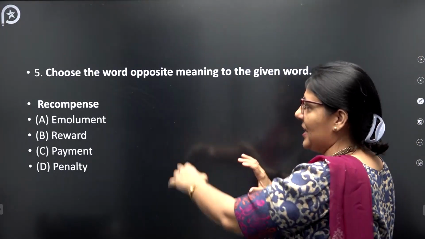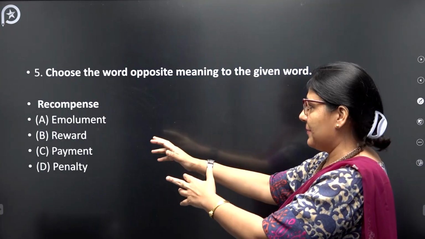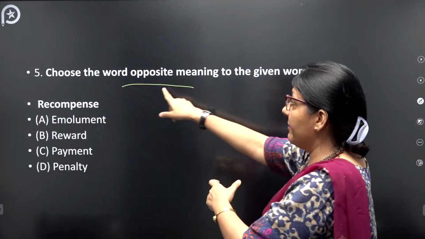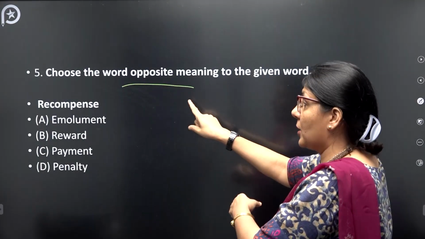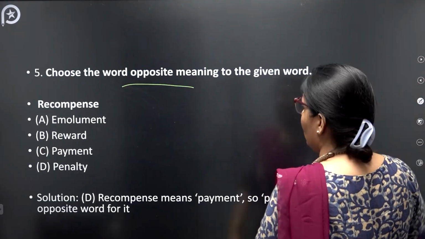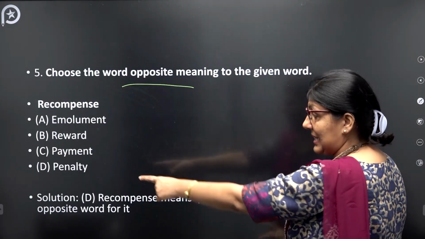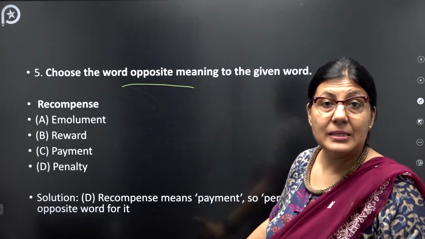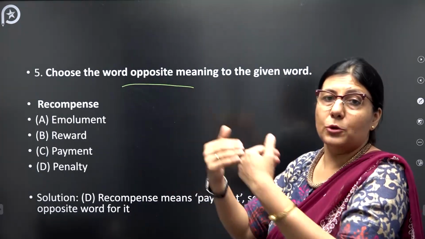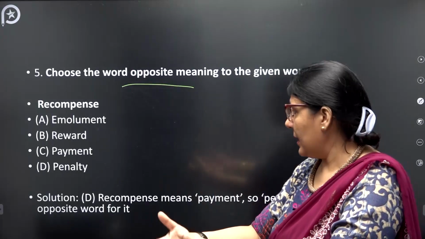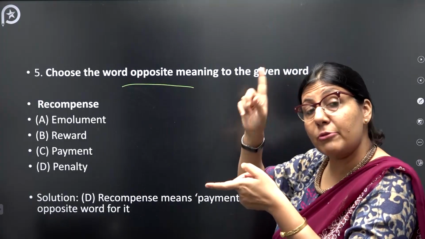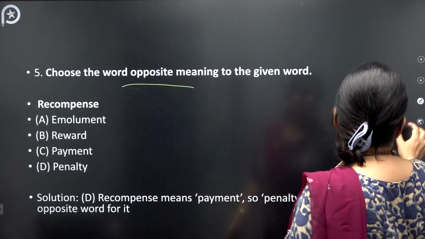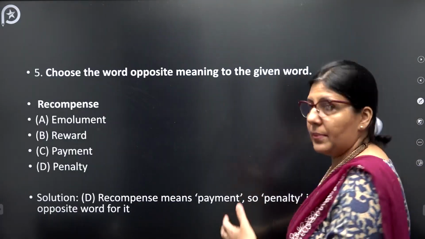Now, one more question. There's a word called recompense. Here again, we have to identify the opposite meaning, that is the antonym which we are talking about. Any guesses? What could be the right answer? That is the penalty. Why? Because recompense means payment. When you pay something to somebody, you purchase a thing and you recompense, you compensate. Try to understand from where this word has come. Compensate, so recompense. That is why the opposite could be penalty, and we are going to understand it.